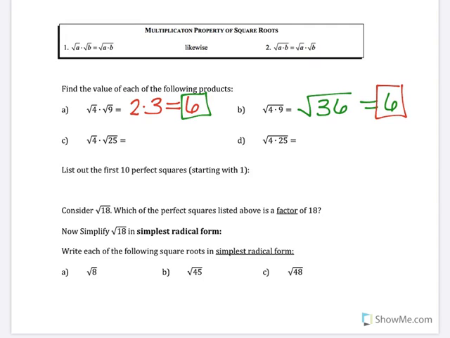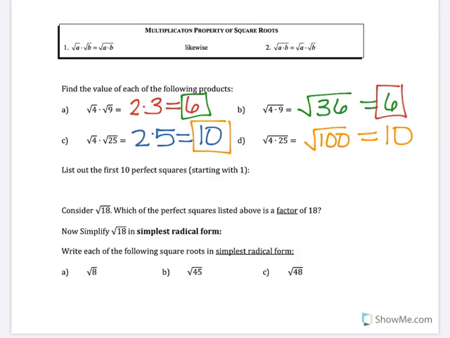C and D are very similar. So when we take the square root of 4, we get 2. The square root of 25 is 5. 2 times 5 is 10. When we do the square root of 4 times 25, 4 times 25 should be 100. The square root of 100 is 10. And we see here that both answers are the same.